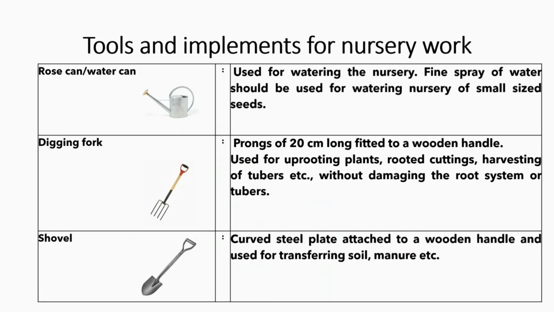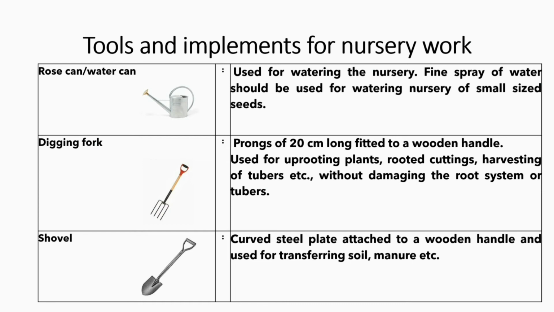Tools and implements for nursery work. First, we can see about rose can. This is used for watering the nursery. Fine spray of water should be used for watering nursery of small sized seeds. Next, about digging fork. It has prongs of 20 cm long fitted to a wooden handle. Digging fork is used for uprooting plants, rooted cuttings, harvesting of tubers, etc. without damaging the root system or tubers.